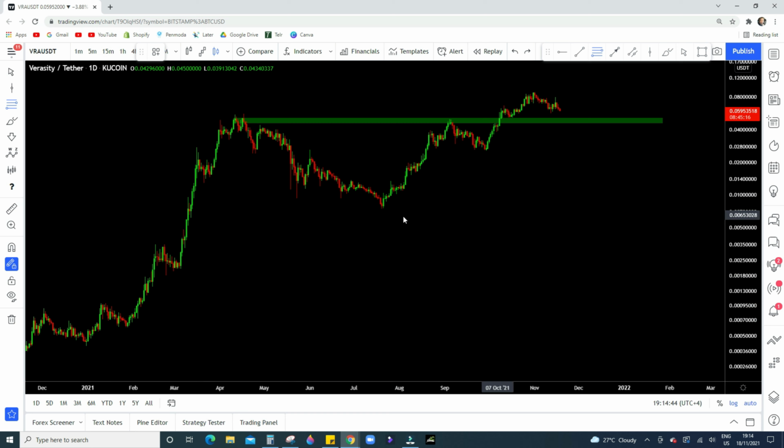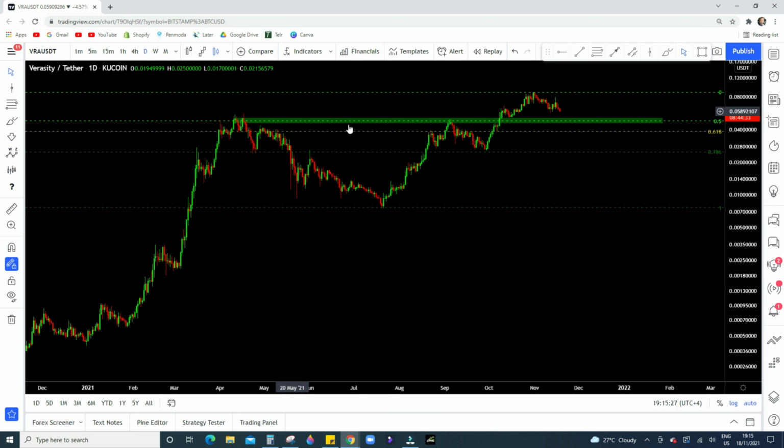Now if we plot the Fibonacci retracement levels, we can see that this support range over here is also supported by the 0.5 Fibonacci retracement, which makes it an even stronger level.